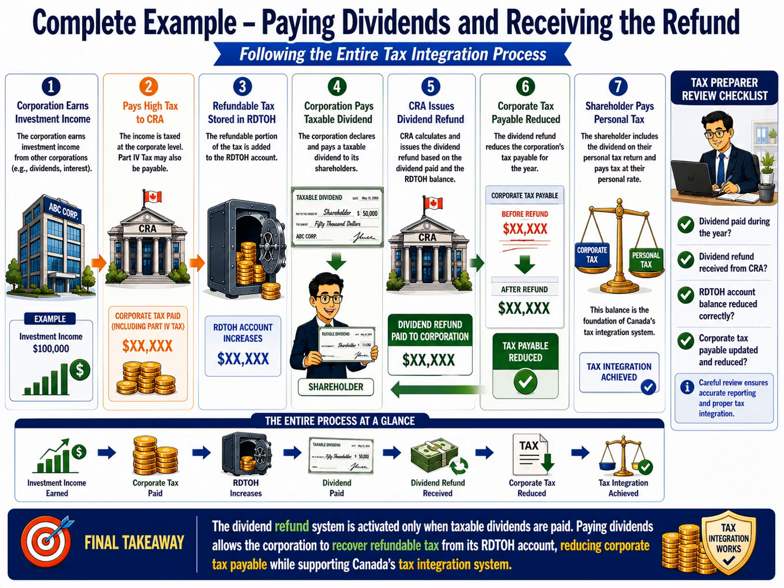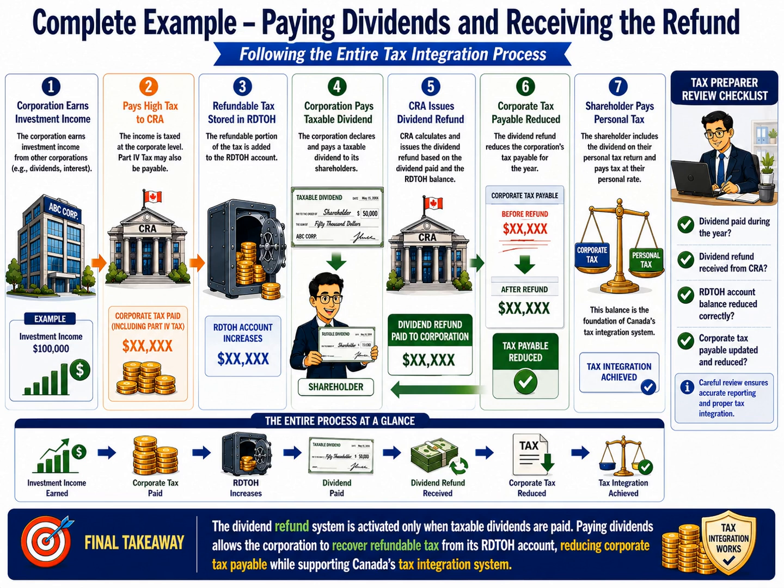Let's bring the entire chapter together by following one complete example from beginning to end. Imagine that a corporation earns investment income during the year. This income could come from interest, dividends, rental properties, or taxable capital gains. Because investment income is generally taxed at a relatively high corporate tax rate, the corporation pays corporate income tax to the Canada Revenue Agency. At this stage, not all of the tax is intended to remain with the government permanently.